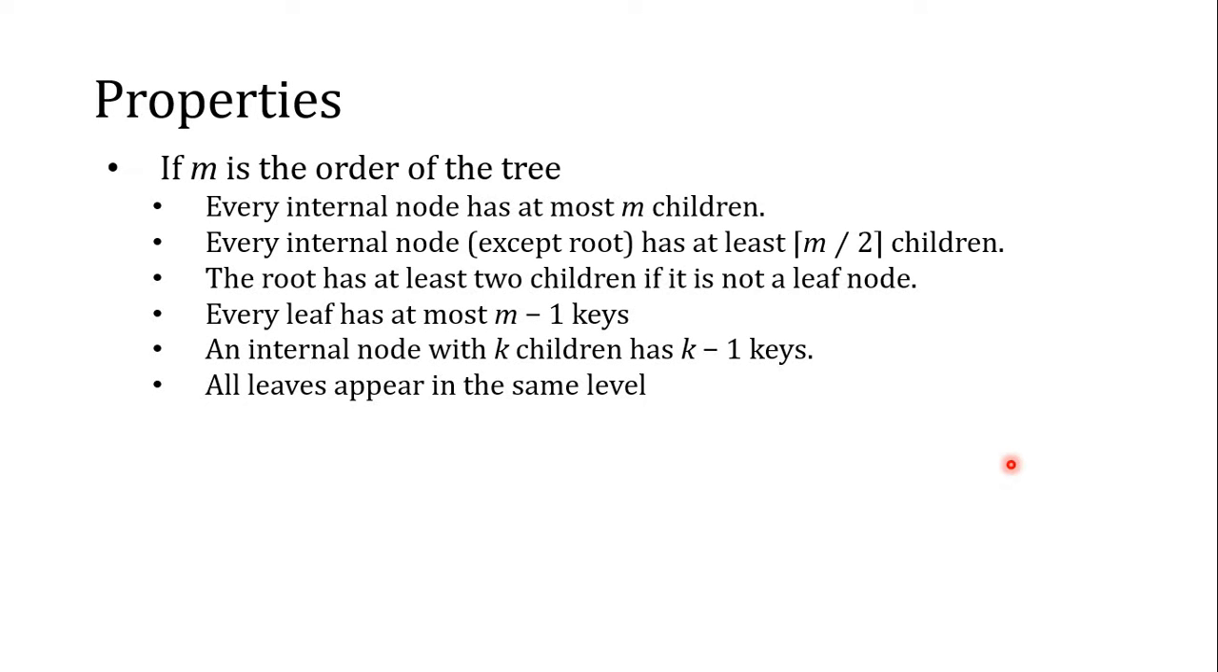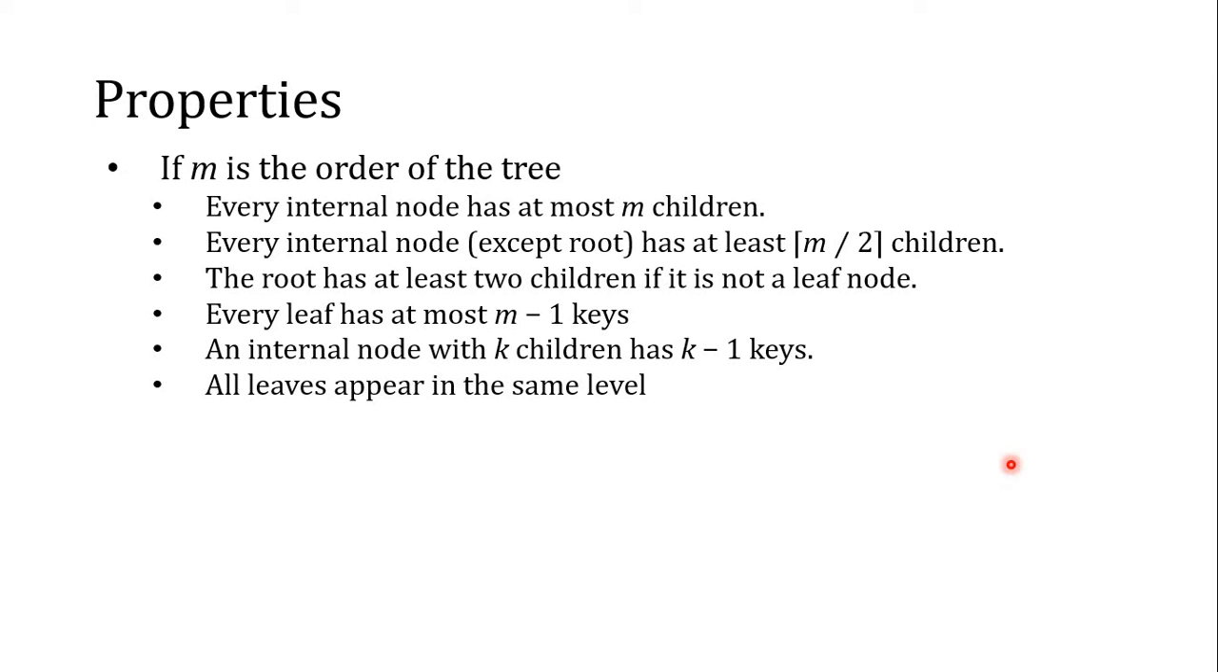So the properties of the B plus tree: if M is the order of the tree, that means how many branches are possible in the B plus tree, it is M. Every internal node has at most M children. So if it is a 3-branch tree or a 4-branch tree, for 4 branches it has 4 children at maximum.